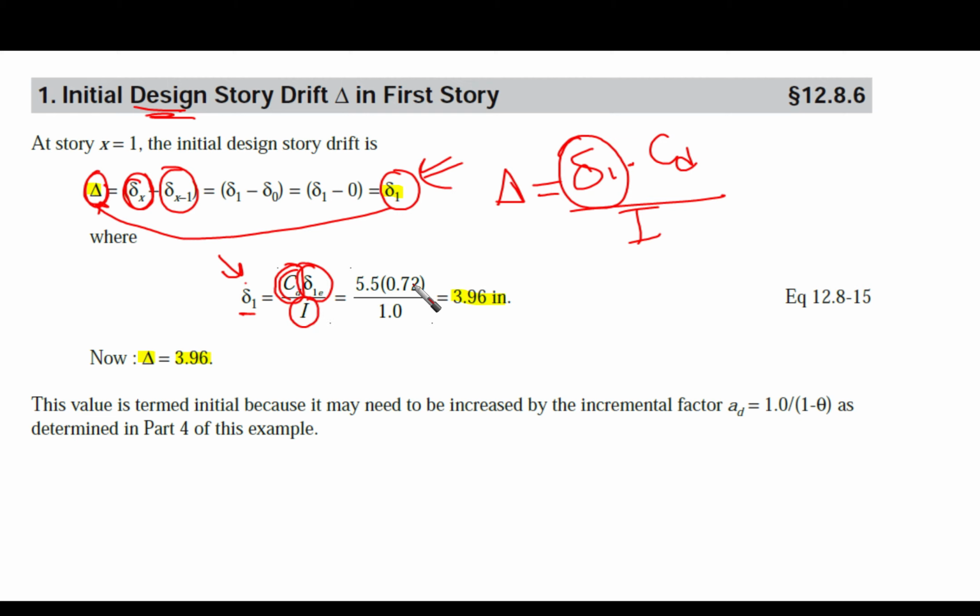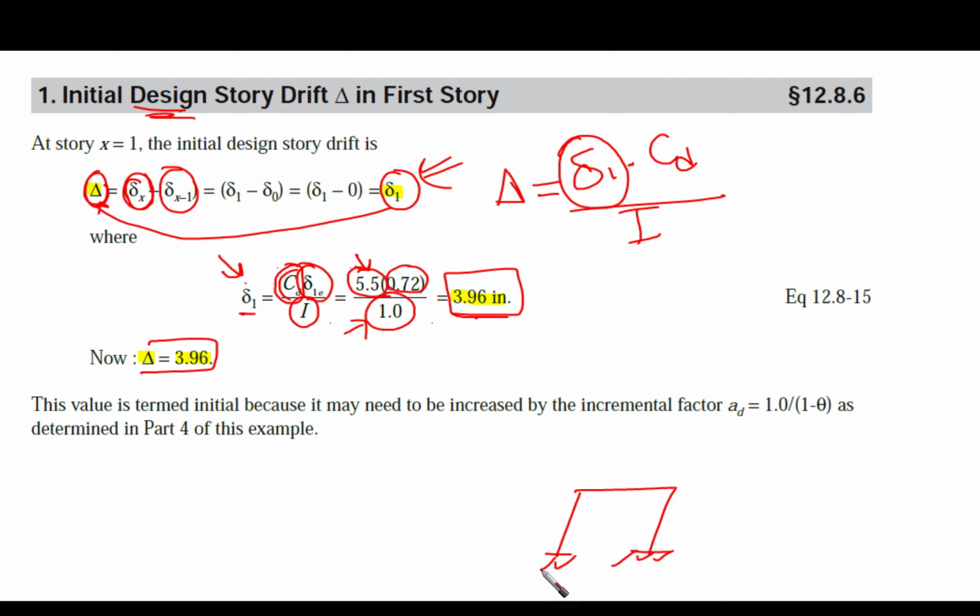So this delta 1 is 0.72, CD is 5.5, the deformation amplification factor given, and the importance factor, as we said, was 1. So when you calculate, you find that it is 3.96. This is the design story drift. Okay, this is the design story drift for us. Now the structure is going to move laterally a distance equal to delta, which is going to be 3.96 inches.